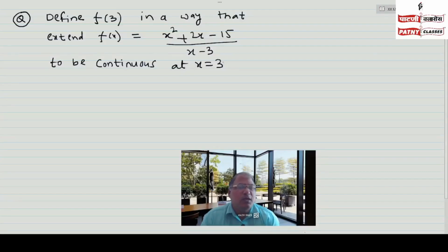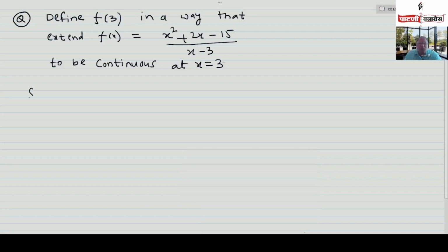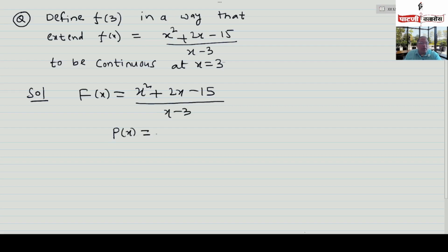Define f of 3 in a way that extends f of x equals x square plus 2x minus 15 upon x minus 3 to be continuous at x equals 3. Solution: f of x equals x square plus 2x minus 15 upon x minus 3. It is a rational function, where p of x equals x square plus 2x minus 15 and q of x equals x minus 3.